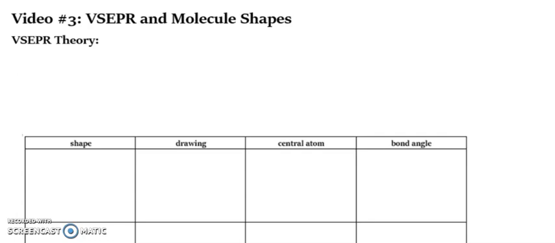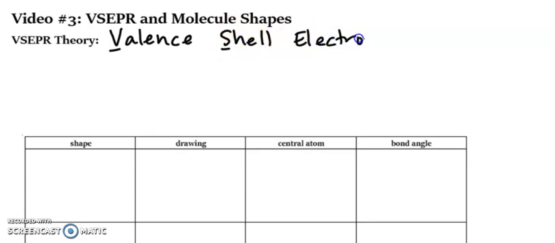This video is on VSEPR theory and shapes of molecules. VSEPR theory is an acronym. VSEPR is an acronym for valence, shell, electron, pair, repulsion. So you get the first letter of each word put together as VSEPR.